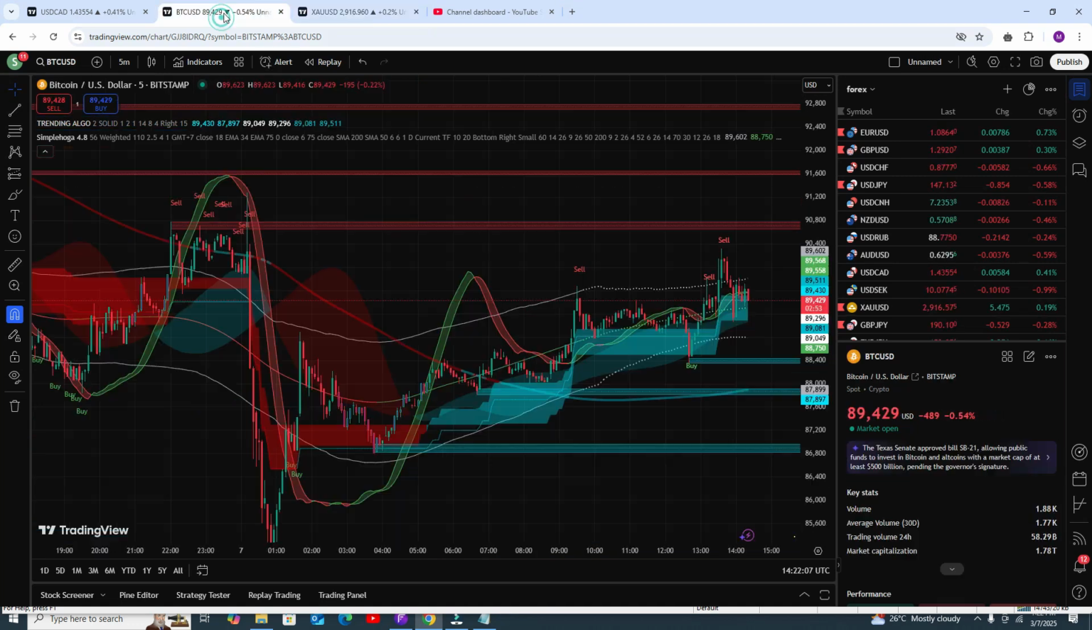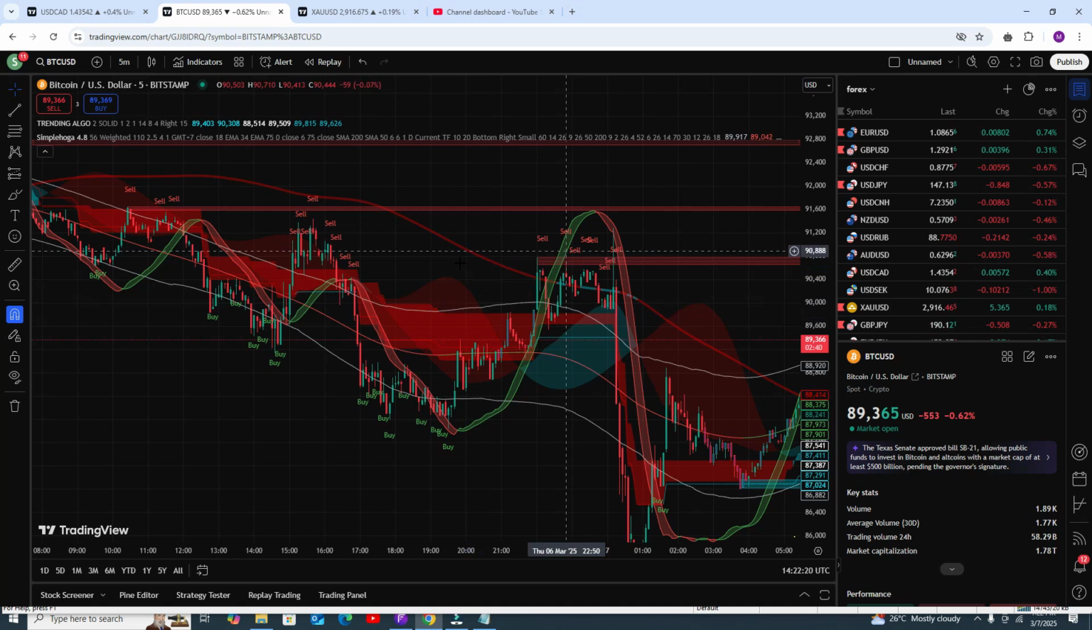Let me show you results in BTC. In BTC, this was the most recent trade, and you can see you got the profit. You do not need to follow the sell signal when the cloud is blue. Okay, when the cloud is red, you need to follow the sell signal.